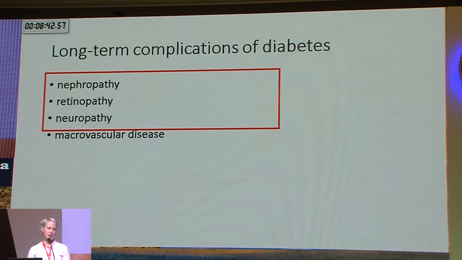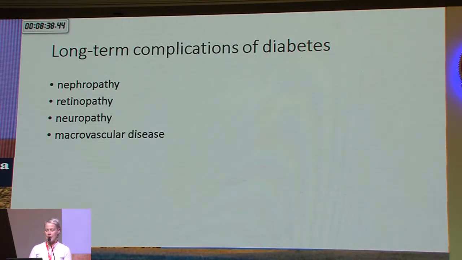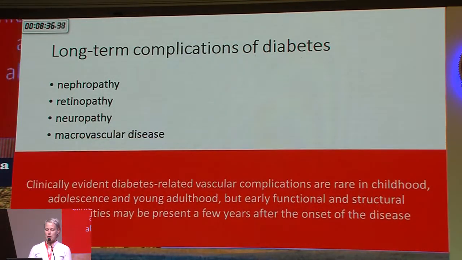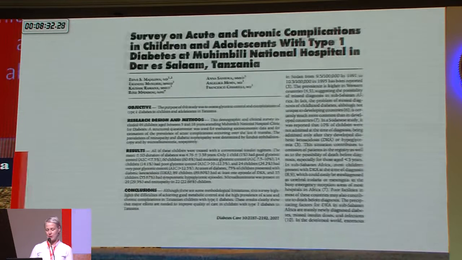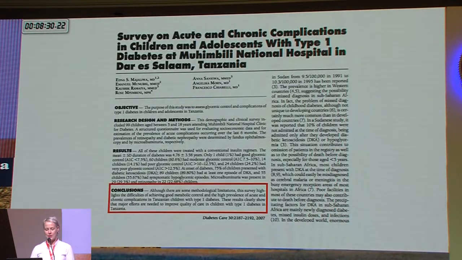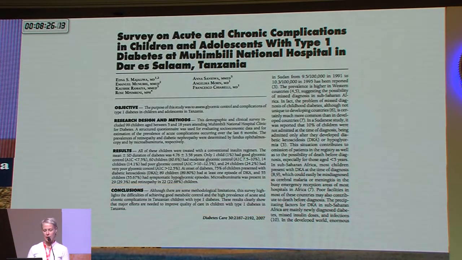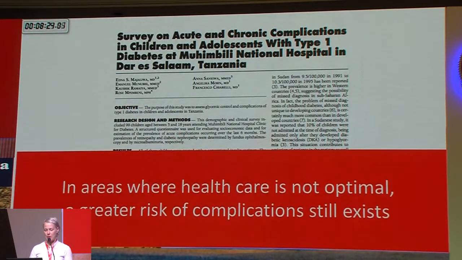Of course, we can just speak a little bit about these complications even in young age. Of course it's not very common in this population, but still we have some data from different countries with a high level of diabetic complications even in young patients. And as a conclusion here, we can just say that in areas where healthcare is not optimal, like for example in my country, a greater risk of complications still exists.